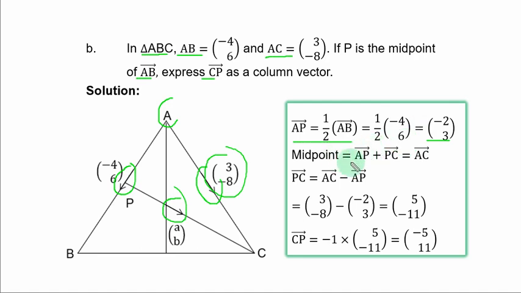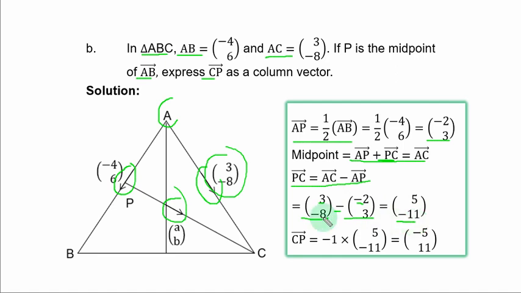The midpoint, AP plus PC, that is vector AP plus vector PC, is equal to vector AC. So for us to get PC, you have to make vector PC the subject. When you do that, you have this expression. So this is vector AC minus vector AP. To subtract, you have 3 minus minus 2 is 5, and minus 8 minus 3 is minus 11.